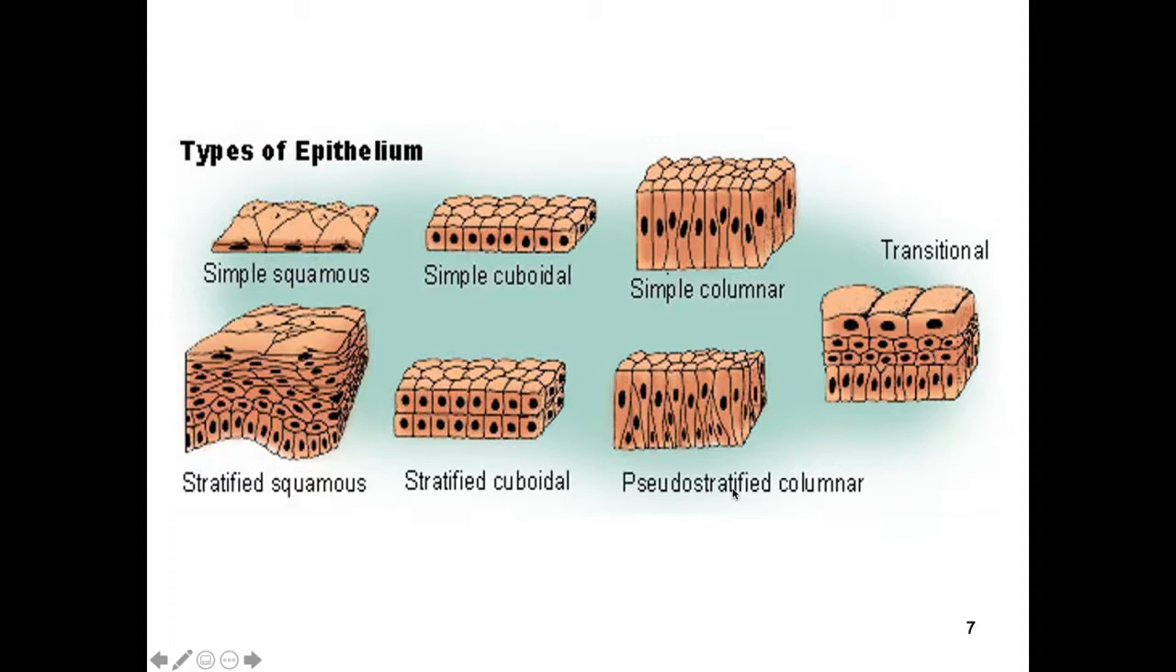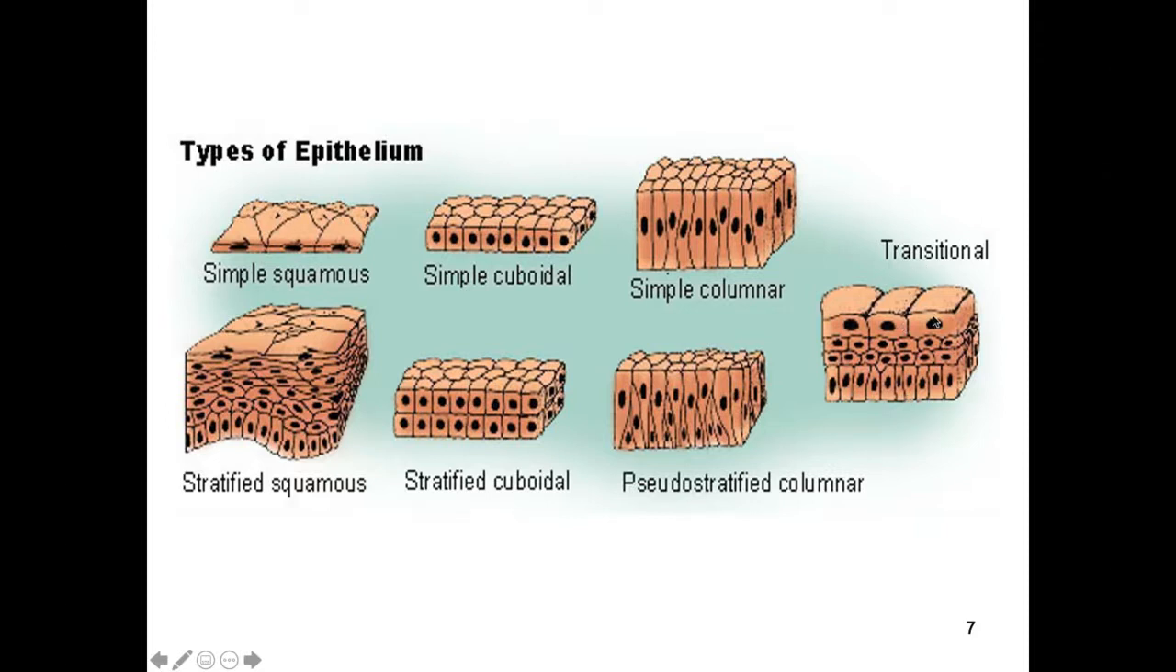And then once again, here's our pseudostratified. It's still one cell layer thick, but because the nuclei are scattered at multi-levels, it gives us this illusion that it's more than one cell layer. So pseudostratified columnar. Now there's one last one that I didn't discuss, and it's called transitional.